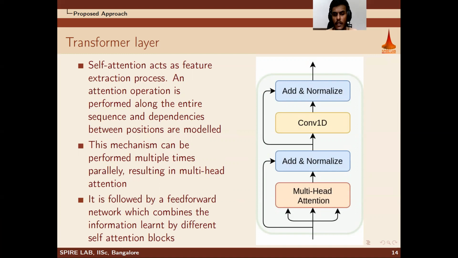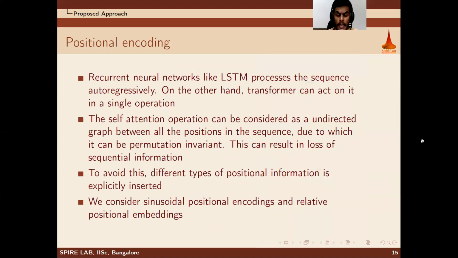Now, this feed-forward transformer will be the representation block in our encoder and decoder. The main difference between an LSTM and the transformer is that an LSTM processes a sequence autoregressively, whereas the transformer can act on it in a single operation, that is the self-attention.